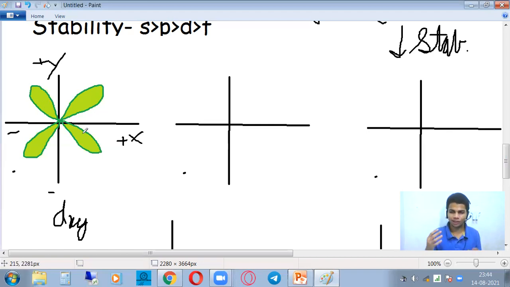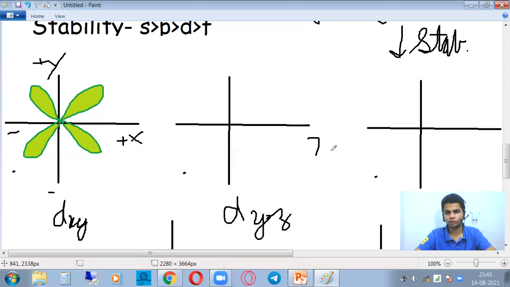The shape of the s orbital is spherical. The shape of the p orbital is dumbbell. The shape of the d orbital is double dumbbell. Let us describe the dyz portion. I already mentioned you can assume this one is the y portion or z portion, whichever you want. So I'm assuming this one is y and this one is the z portion.